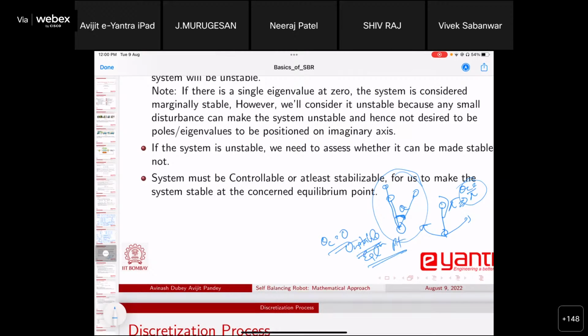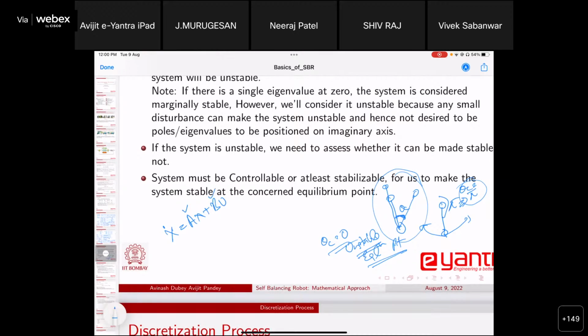So in this exercise, I'll just summarize what you have done. You have found the kinetic energy, potential energy, got the Lagrangian, got the Euler-Lagrange equation by differentiating, and then found the equilibrium point. Putting in those equilibrium points, you got your A and B matrix. So now you have a linear system, x dot equals Ax plus Bu. You already know the A and B matrix.